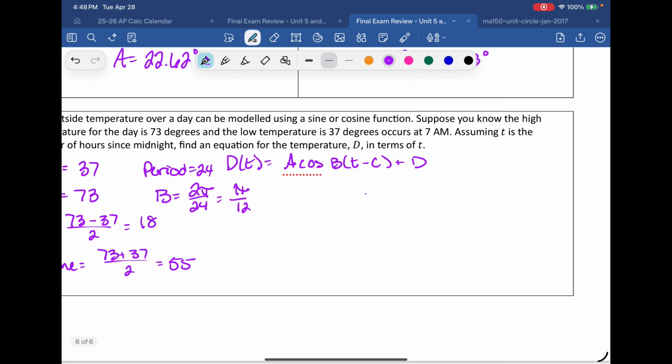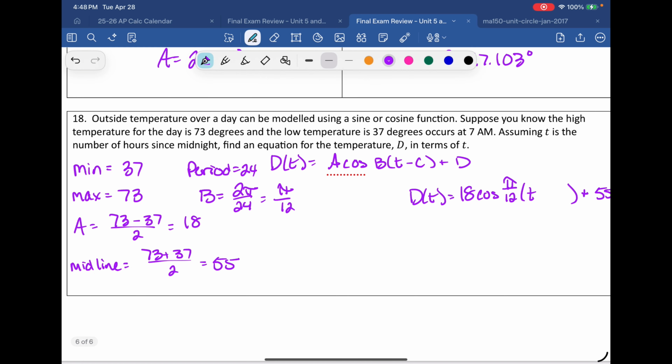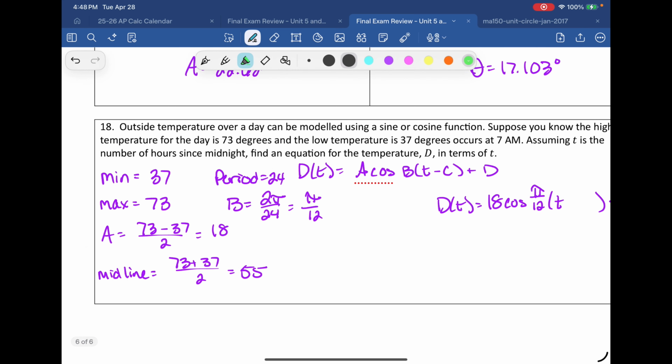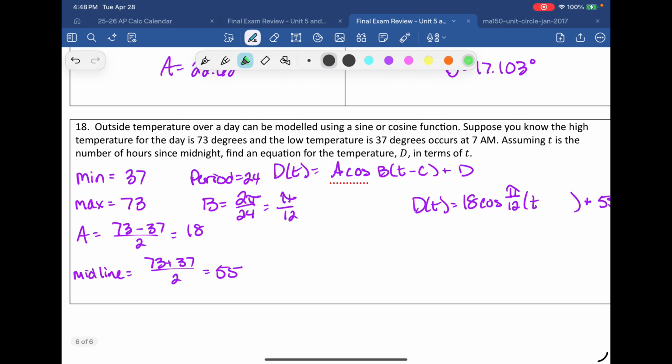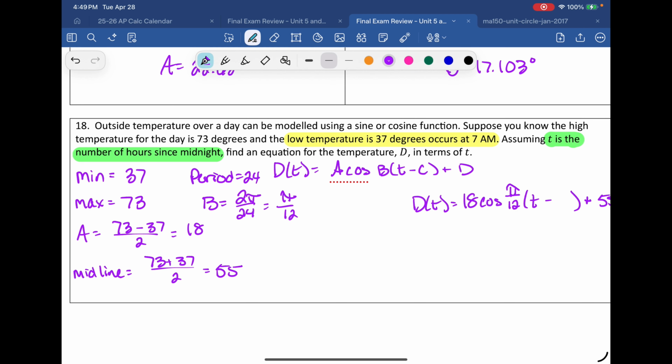So these are the things that I have. I've got the amplitude, 18. I have the B, pi over 12. I don't know what's going inside the parentheses yet, and I have the d, 55. Okay, the key phrase is here. I have two key phrases. Okay, t is the hours since midnight, and then we have a low that occurs at 7 a.m. Okay, I know that exact time, and that exact time is 5 hours after midnight. So we have shifted to the right 5 hours. So this would be t minus 5.